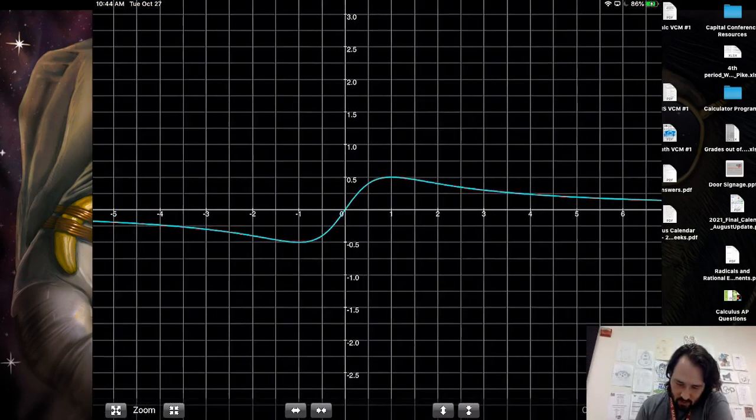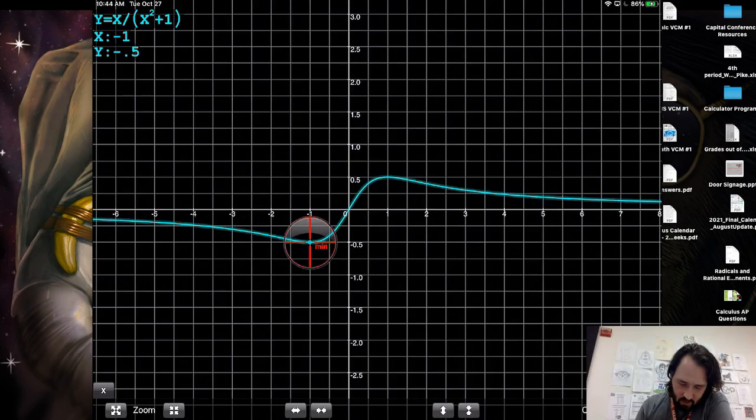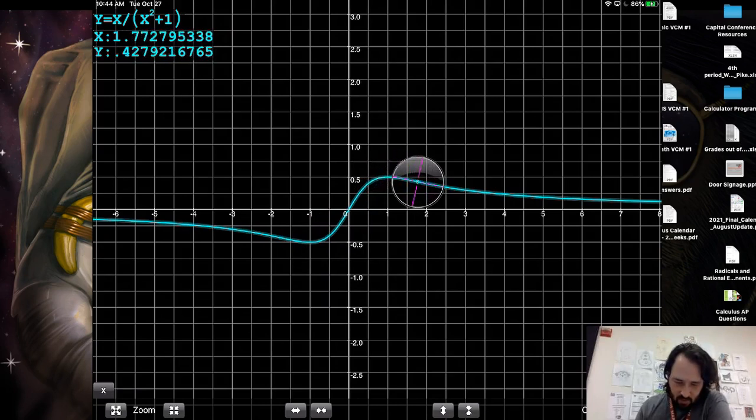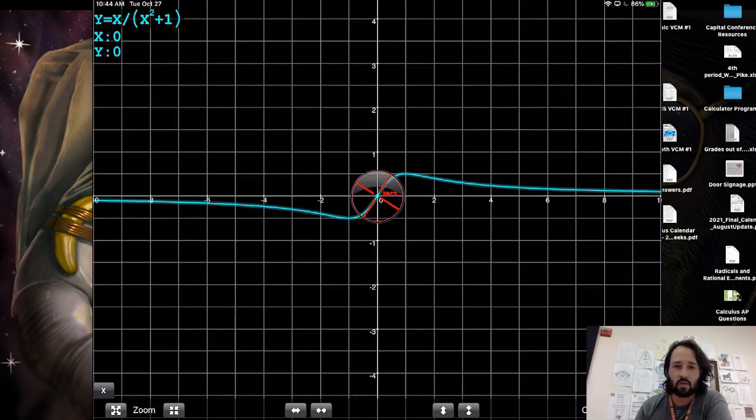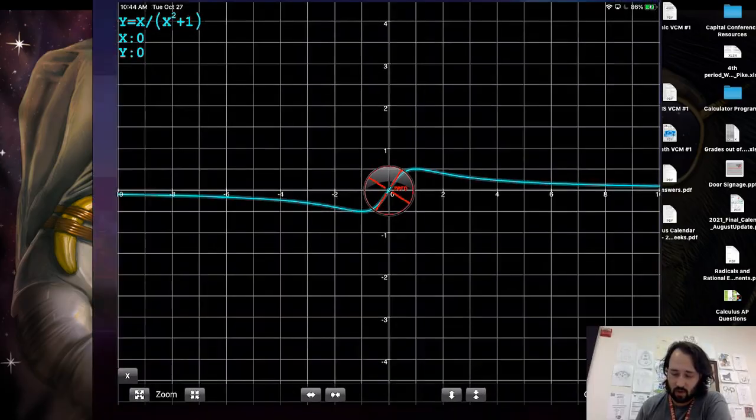Right, so I'm hitting at 1 and -1. I have my max. Right, here's my min at -1 and 1/2. Here's my max at 1 1/2. And 1.732 is somewhere around there, and it does look like it's changing concavity. As I go out forever, it's going to 0. So this paints a really good picture of everything that's going on with my graph.